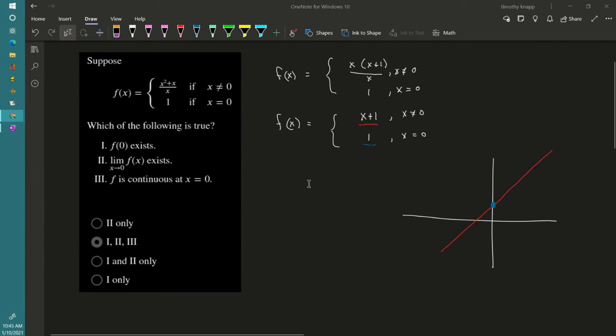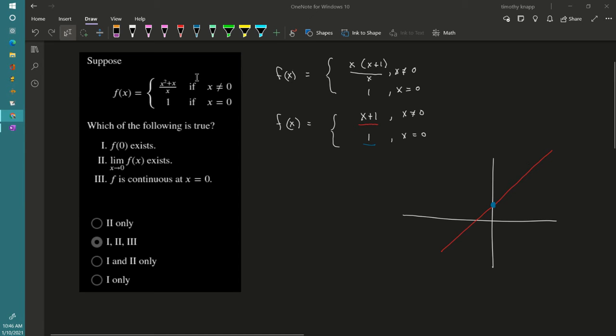All right, so here what we've got is a piecewise function, and it's x squared plus x over x, and basically this function is defined everywhere as this, but at x equals 0, they define it as 1.